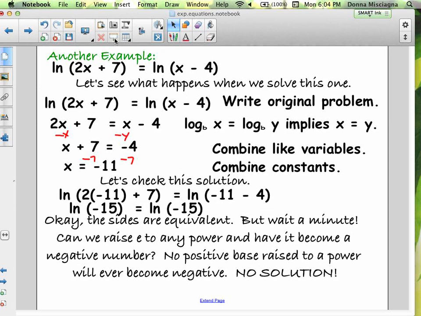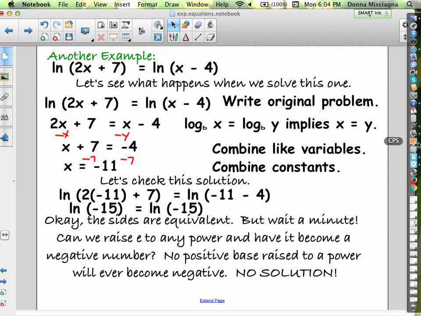This has no solution. And if you were to plug this into your calculator, you would get an error message, some kind of error message. And actually, I think I can show that to you if I can manage to find the calculator. There we go.